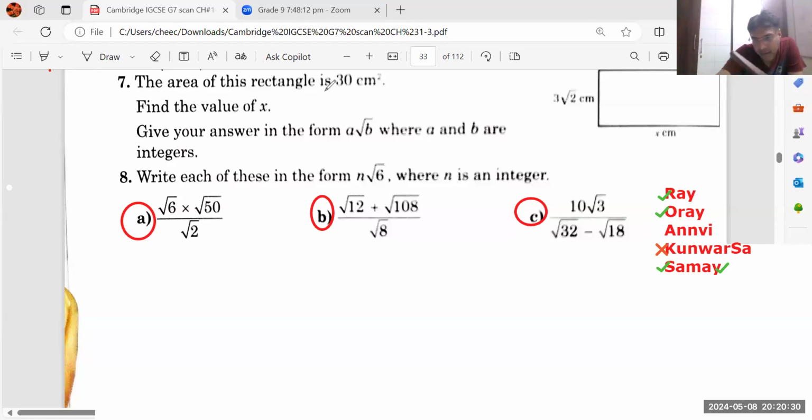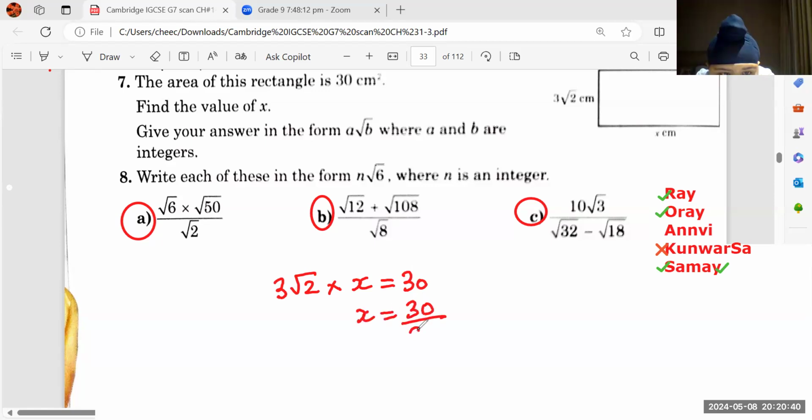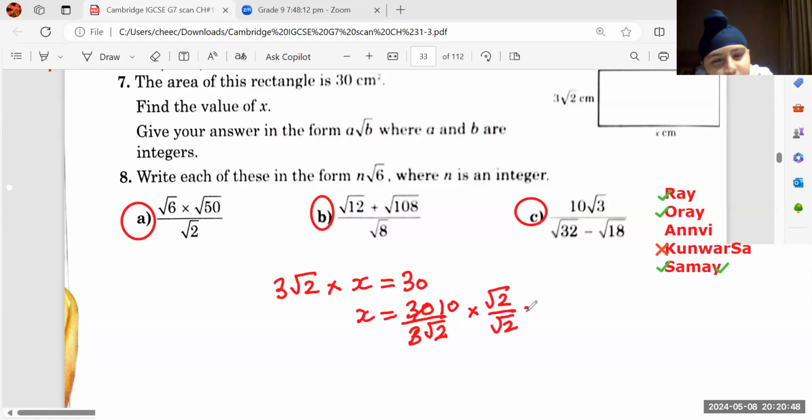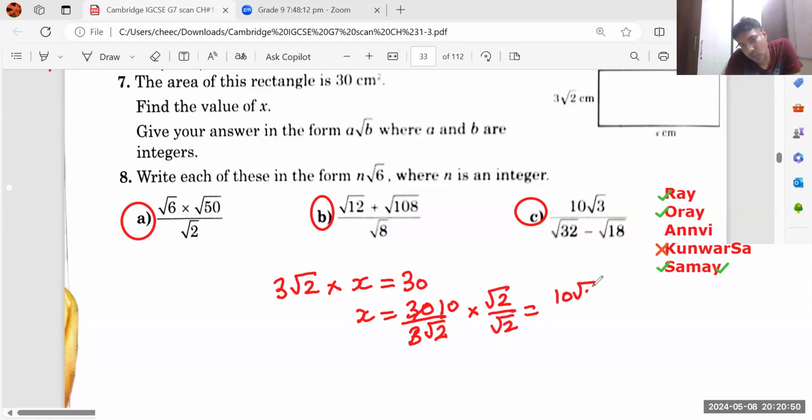So area is length into breadth. So 3 root 2 multiplied by x gives you 30. So x is equal to 30 upon 3 root 2. So that is 10 divided by root 2. You can just rationalize. We'll get 10 root 2 upon 2, which will give you 5 root 2.